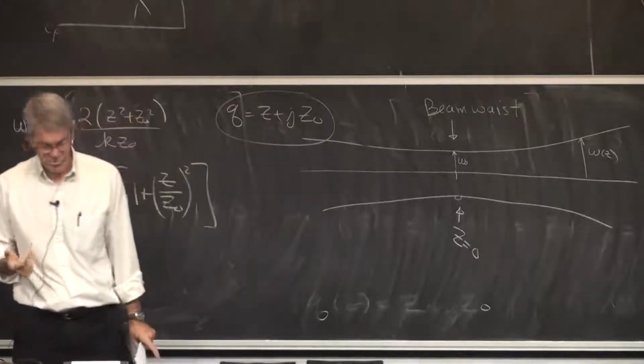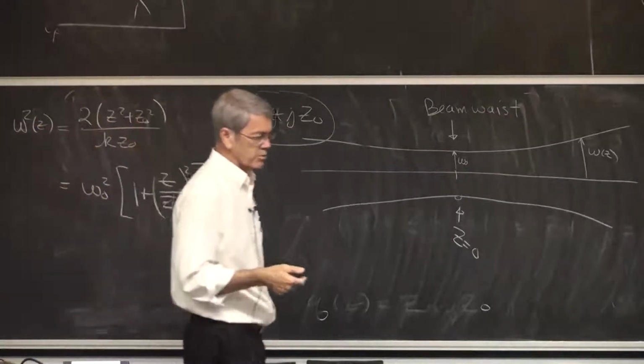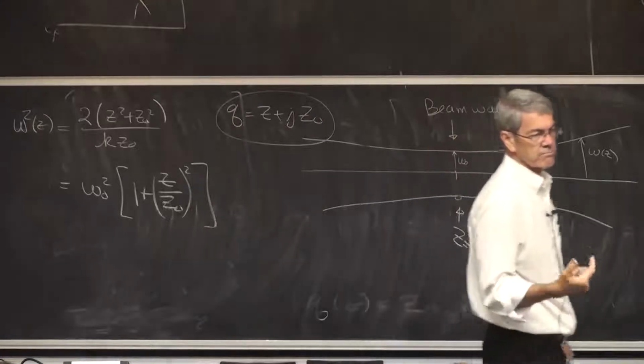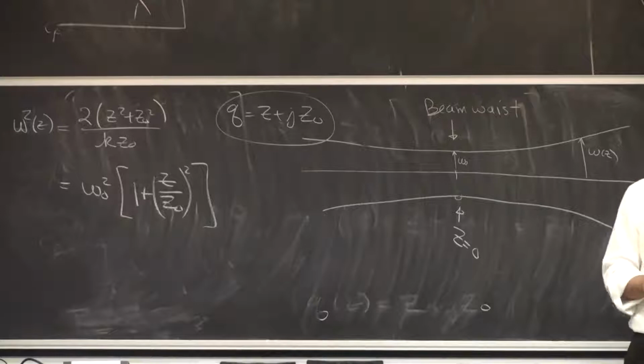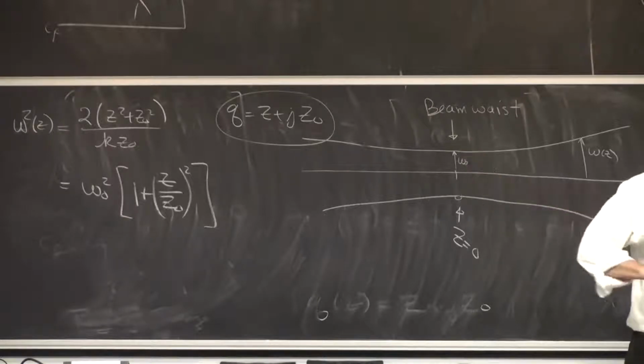If I tell you q equals 100 plus 10j, I've basically told you everything I can tell you about that beam. I've told you where the waist is, I've told you how big the beam is, and now you can predict how big it's going to be as it propagates.